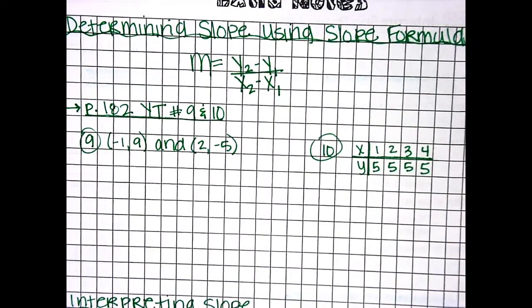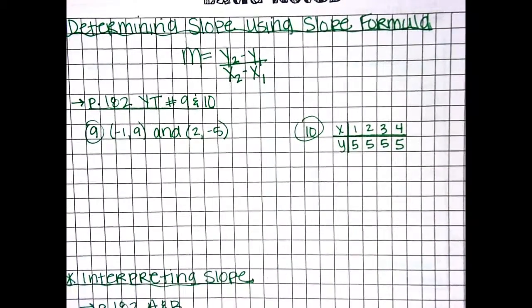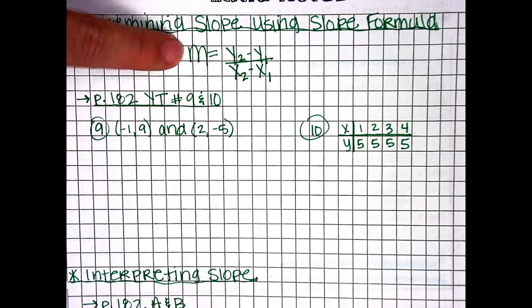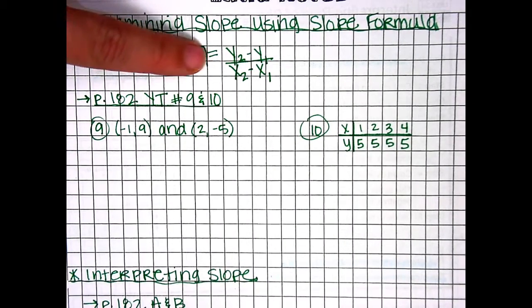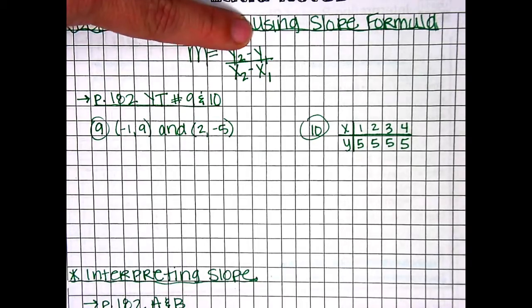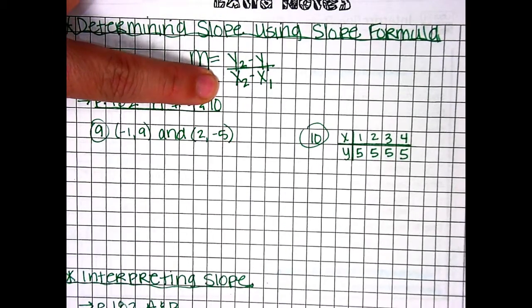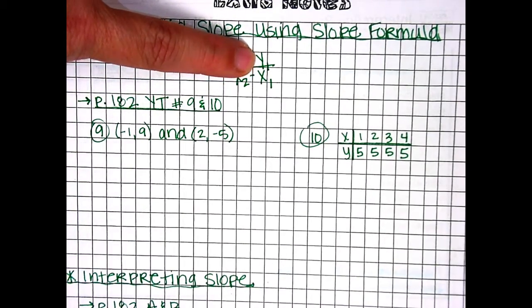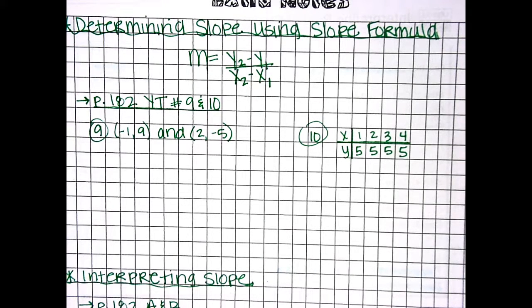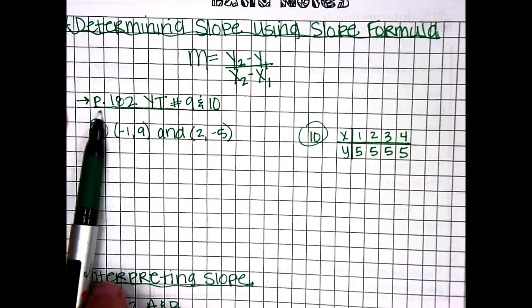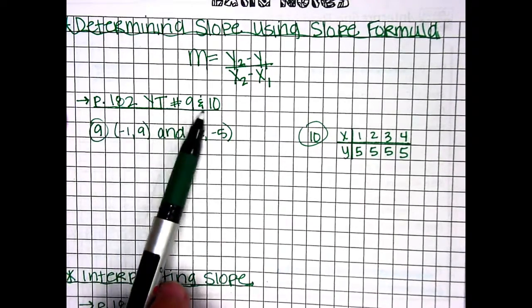Determining slope using the slope formula. And I have it written there for you. The formula for slope is m equals y sub 2 minus y sub 1 over x sub 2 minus x sub 1. All the subscript numbers mean is that there's a different value for each y and a different value for each x. Okay, these problems can be found in your book on page 182. They're your turn 9 and 10.